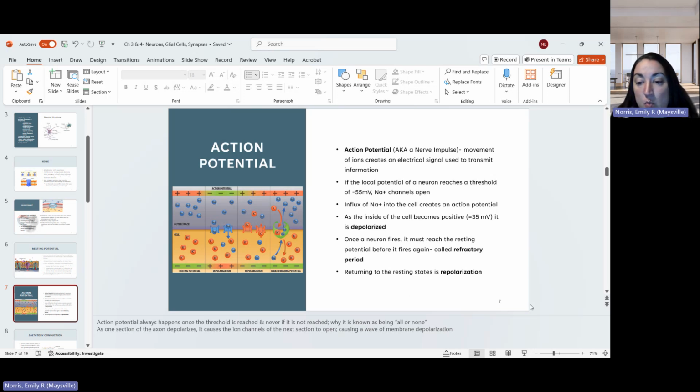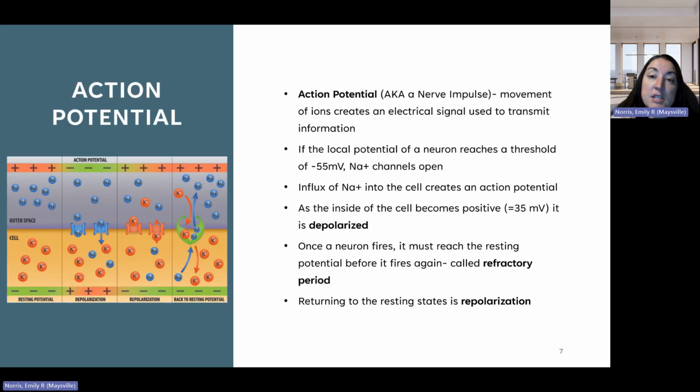What's really cool is once one area of the axon is depolarized, it forces the next sodium channels to open, so it immediately depolarizes too. So that creates a wave of depolarization. When one area depolarizes, it immediately opens the next sodium channels and the next open, and it just creates kind of a domino effect to create a wave of depolarization.